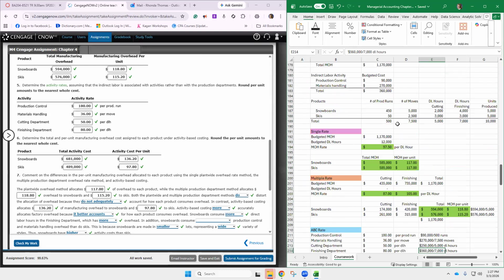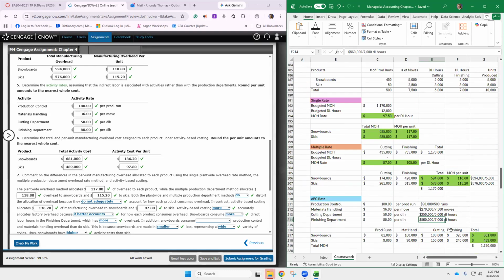And 560,000 in the finishing right there, divided by 7,000 hours. So that's how I got all the rates: $180 per production run, $36 per move, $50 per direct labor hour in the cutting department, and $80 per direct labor hour in the finishing department. This is overhead being added. Now let's see how this comes out by the product.